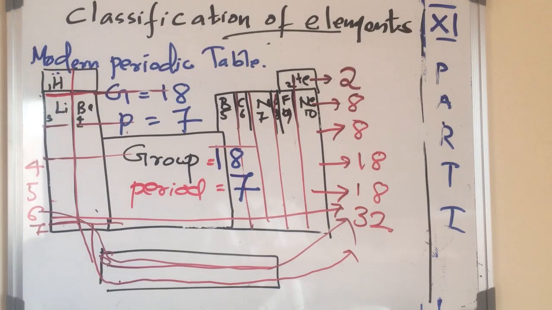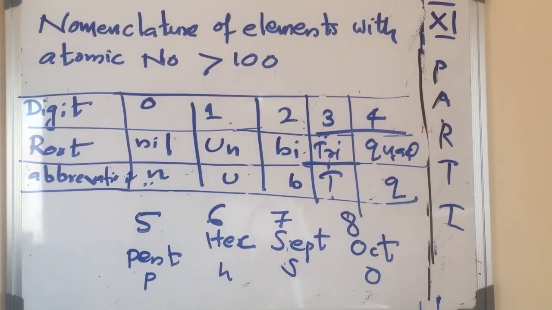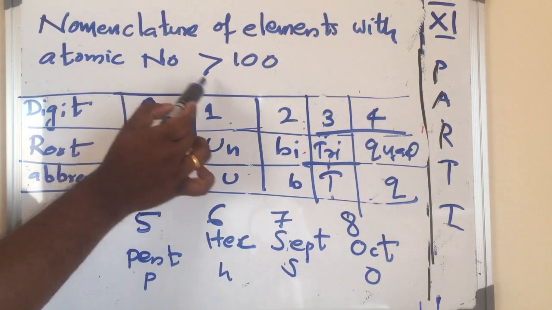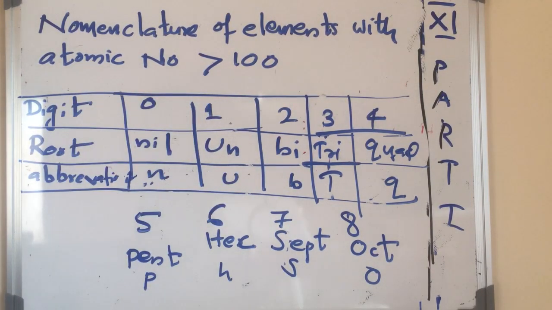Okay, nomenclature or naming of elements with atomic number more than 100. That is, for atomic numbers more than 100, IUPAC suggested some rules for writing their names, because atomic numbers more than 100 come under radioactive or highly unstable elements, and newly discovered elements also come into this category.